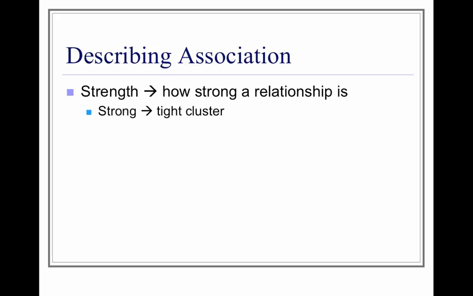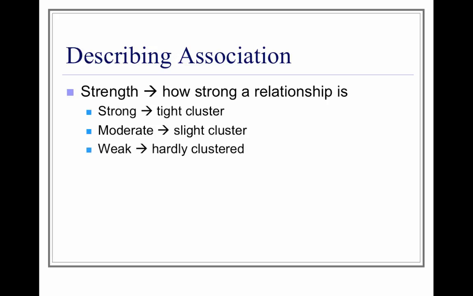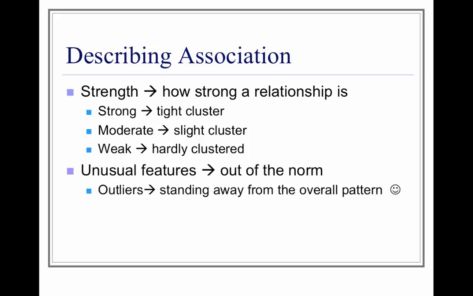When we're talking about strength, we're talking about how strong the relationship is. So if it's a tight cluster, all the data values are tightly together, then we have a strong association. If it's more of a slight cluster, we're looking at more of a moderate strength. And then if they're hardly clustered at all, there's a weak strength. We will learn about a numerical value to be able to determine strong, moderate, and weak, but that will occur a little bit later on. Then we also want to look at unusual features. So unusual features is something out of the norm. So outliers, again, they're standing away from the overall pattern.